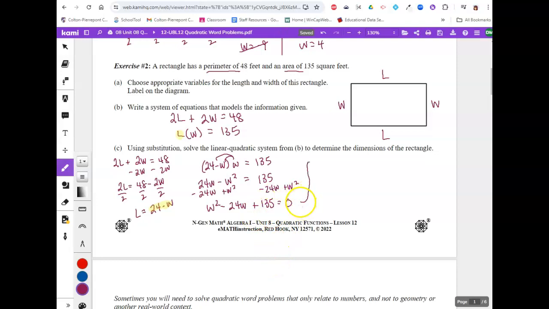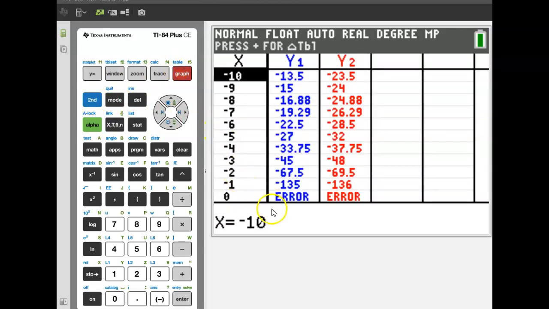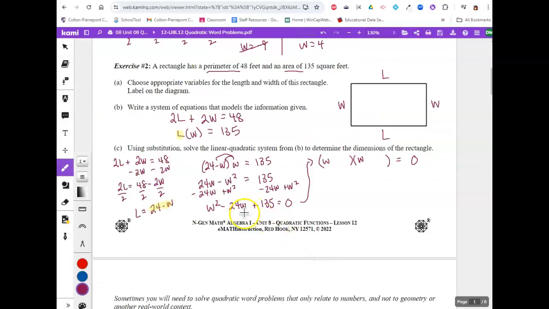Okay, so now I can factor this. I'm going to use my calculator trick for this one. All right, I know this has got to be w and w. Now I need the factors of 135. Well, I don't know those off the top of my head. So if I put it in my calculator, it's 135 divided by x, and then 135 divided by x plus x. And I want to go to my table, second graph, and I want to find the factors that add up to be negative 24 in the middle.